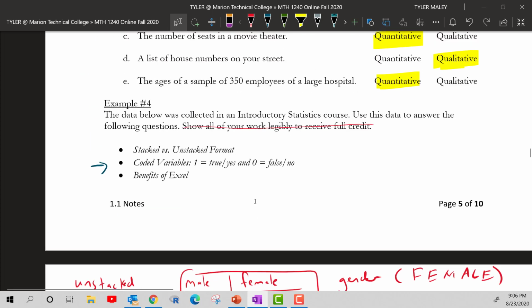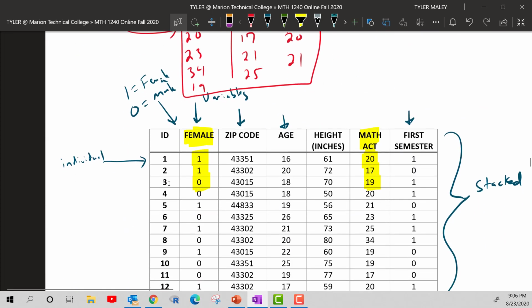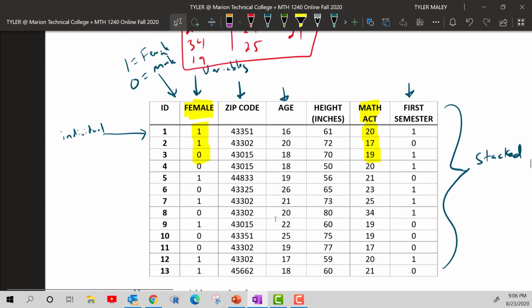So then maybe something else to talk about here is Excel. You'll notice this looks like a spreadsheet, and a very common software used for spreadsheets is Microsoft Excel. Microsoft Excel works really nicely to store and organize our variables. It also makes it easy to sort. So if I wanted to sort, maybe tallest to smallest in height here, I could do that pretty easily in Excel.